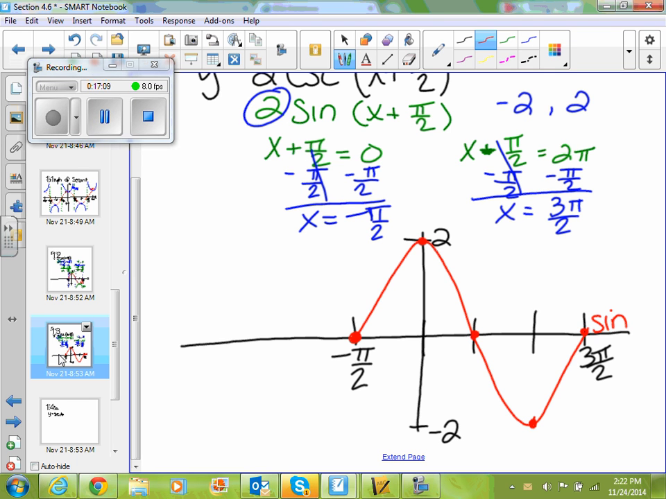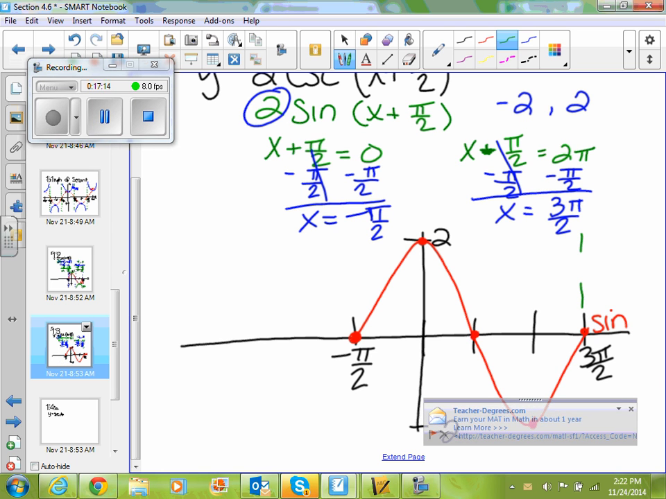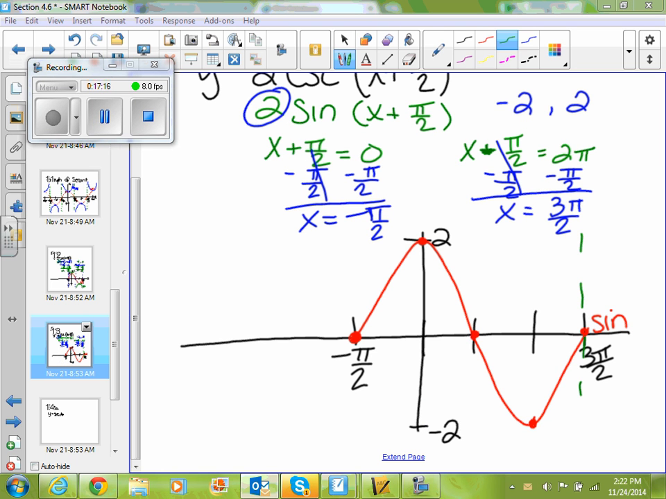So I know that my sine graph is what's in red. I also know that I have vertical asymptotes everywhere that sine crosses the x-axis. So at all of those zeros, I have vertical asymptotes. So then my cosecant graph bounces off of my minimum, so that one will go down, and this one goes up.